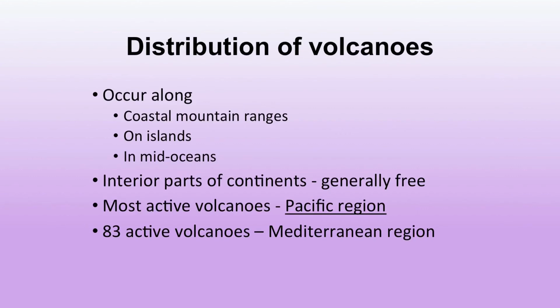So it occurs along coastal mountain ranges within the larger area. It occurs along coastal mountain ranges, on the islands, and in mid oceans. These are the further categorization of the location of volcanoes, where they are formed. The interior parts of continents are generally free of volcanoes. Most active volcanoes are found in the Pacific region because the Ring of Fire is also located there. 83 active volcanoes are found in the Mediterranean region.